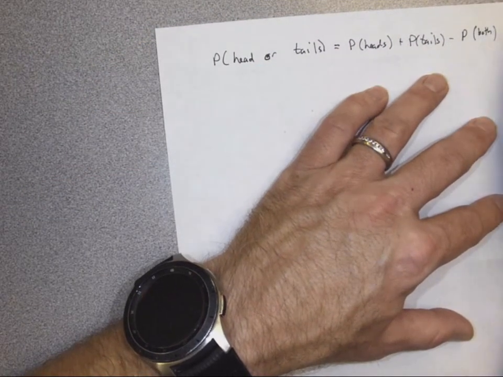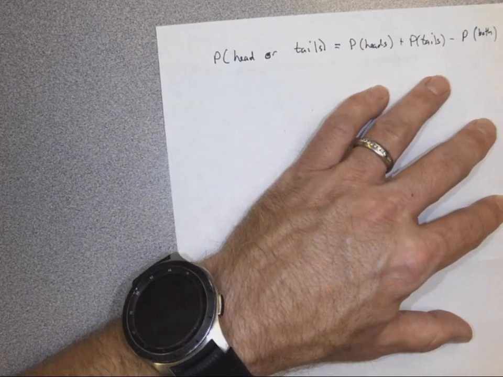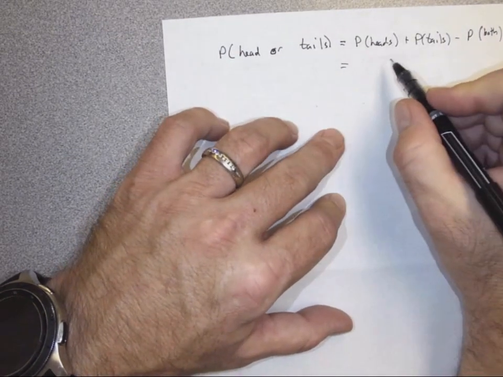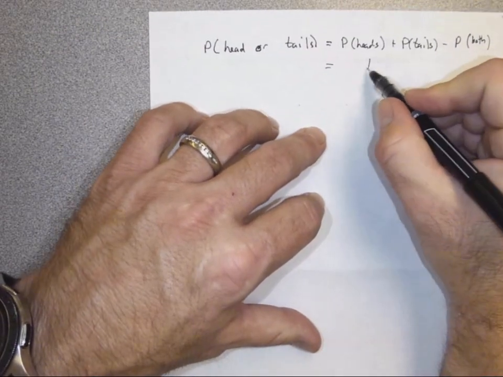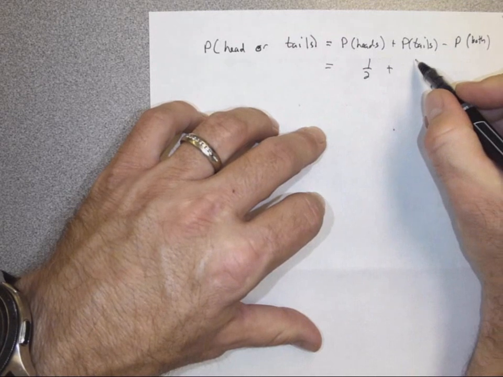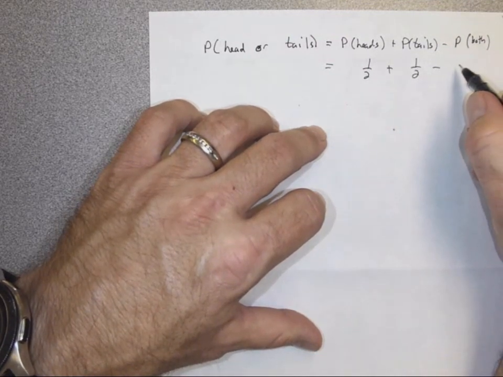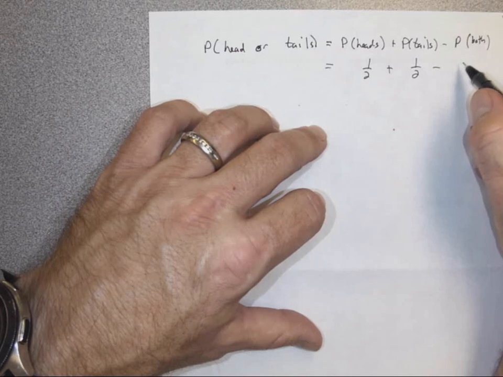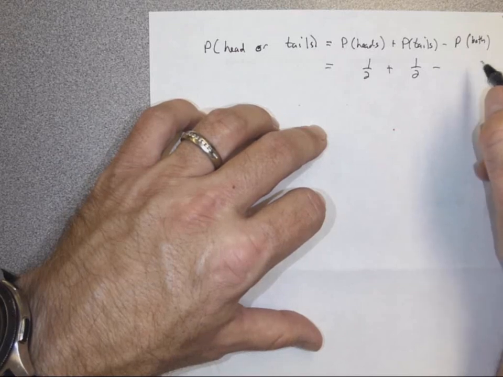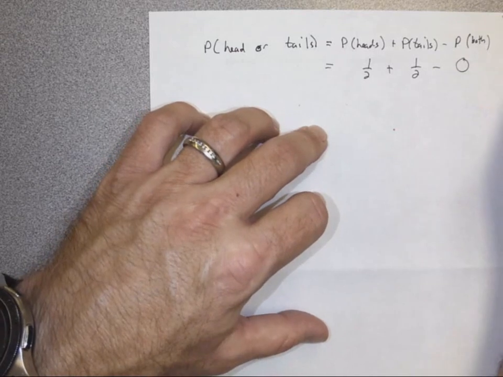Both at the same time. Okay. So what's the probability you get a heads? 1 out of 2. What's the probability you get a tails? What's the probability you get both at the same time? If I flip a coin, what's the probability that it is both heads and tails? Okay, so it's 0, right? It's not going to be both.